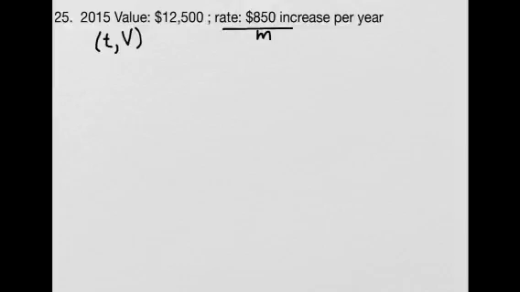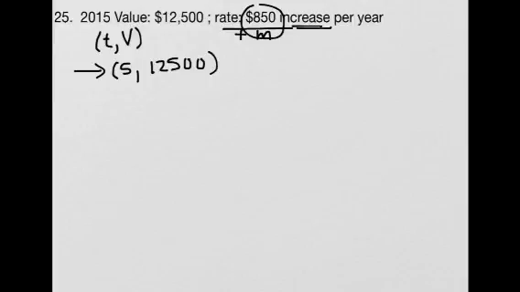And so they tell you to use T equals 5 to represent 2015. So my ordered pair is going to be 5, 12,500. Okay, because in the year 2015, the value of the product was $12,500. So this is my ordered pair right here, and here's my slope right here. Now, increasing, remember, means that it is a positive slope. Okay, the value of the product is growing, is increasing.